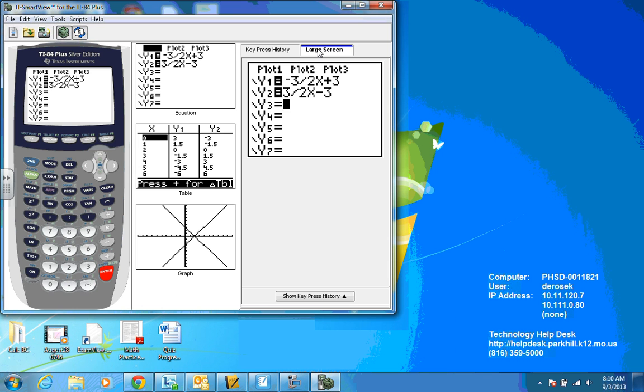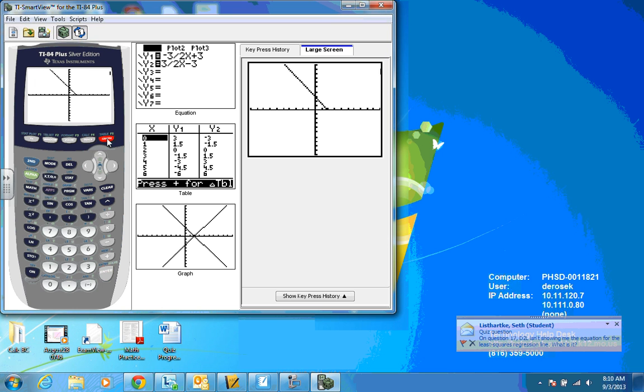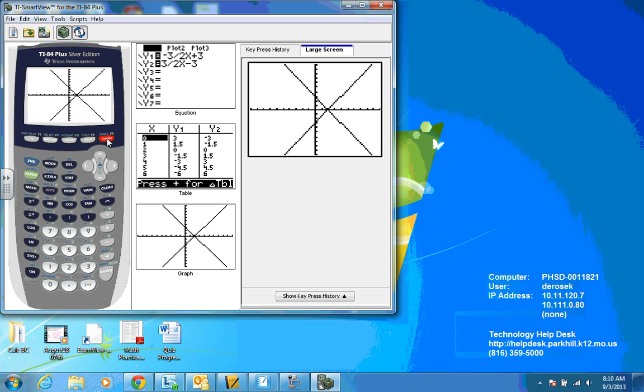Okay, so now when I go to graph it, if you need to zoom standard, go ahead and zoom standard. If you want to zoom in a little bit, go ahead. Does anybody need help with that? If you want to check your lines out, just go to standard.